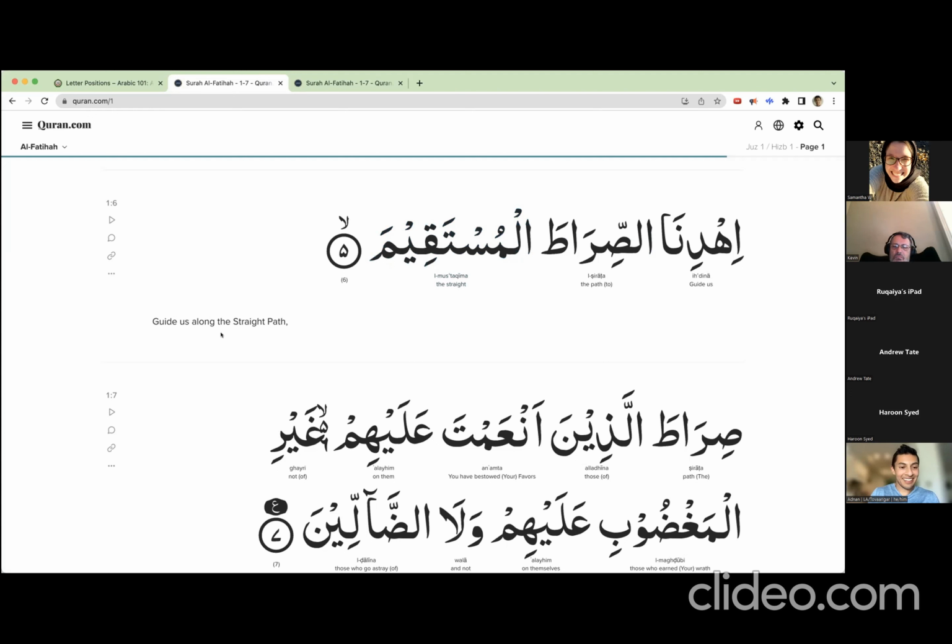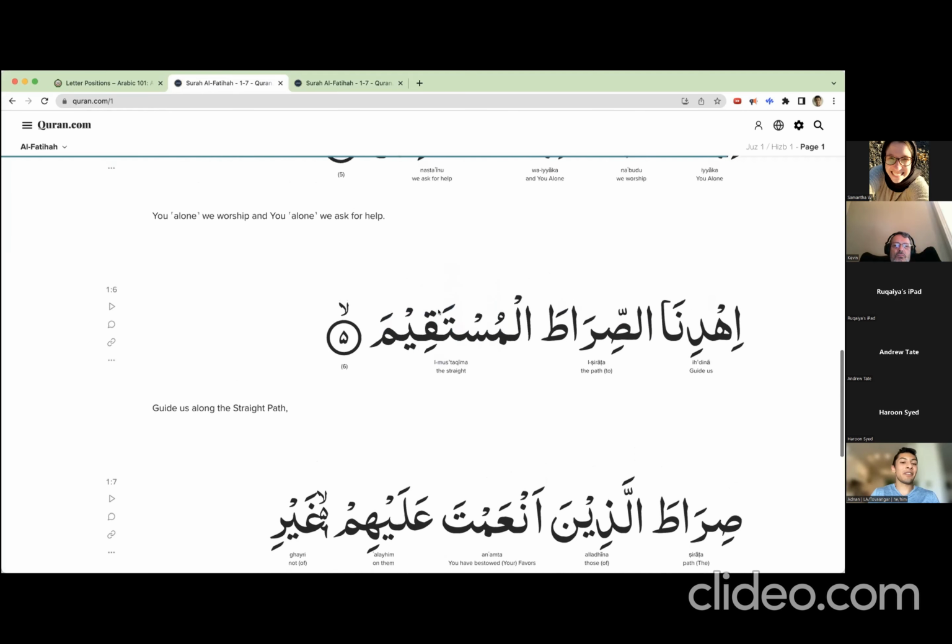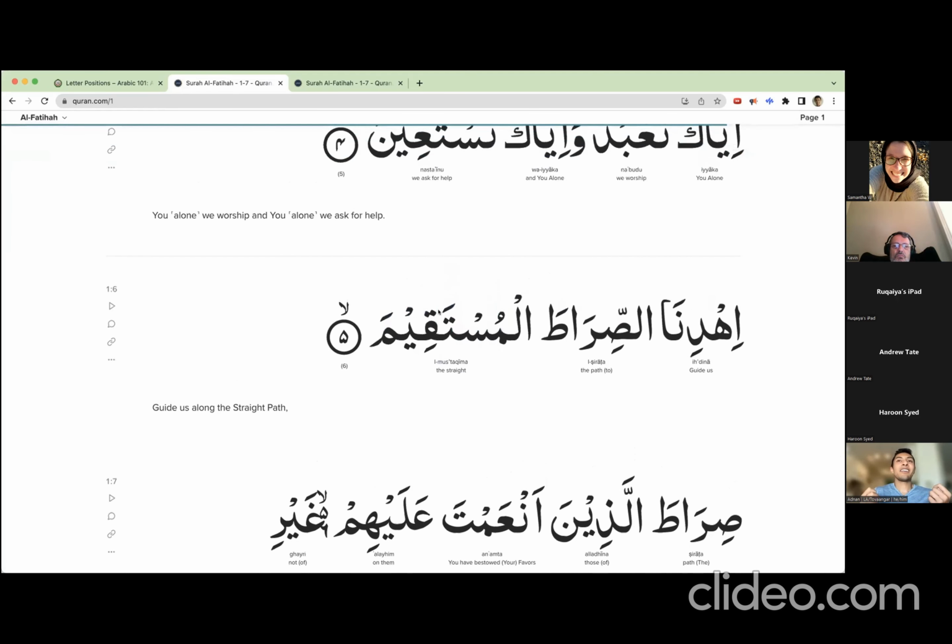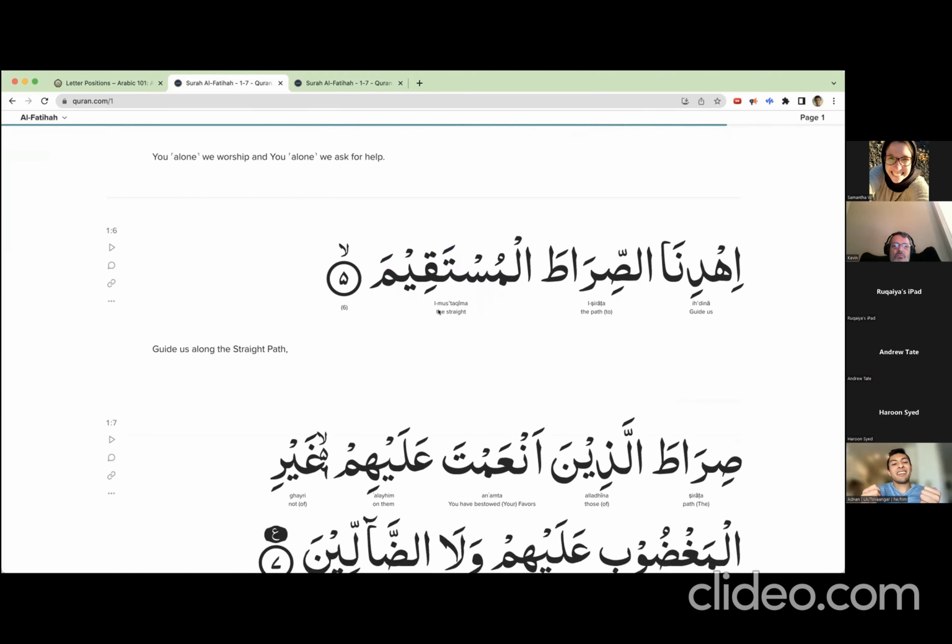So mustaqima is derived from the verb istiqama, which means wanting, seeking to stand. Qama is to stand, right? So istiqama means if you seek to stand, you stand up straight. So the word mustaqim has that meaning.